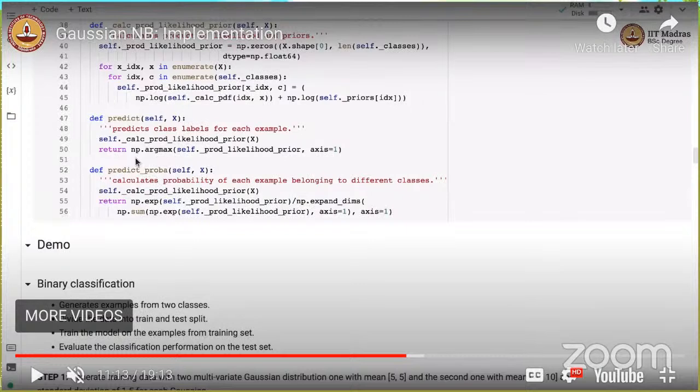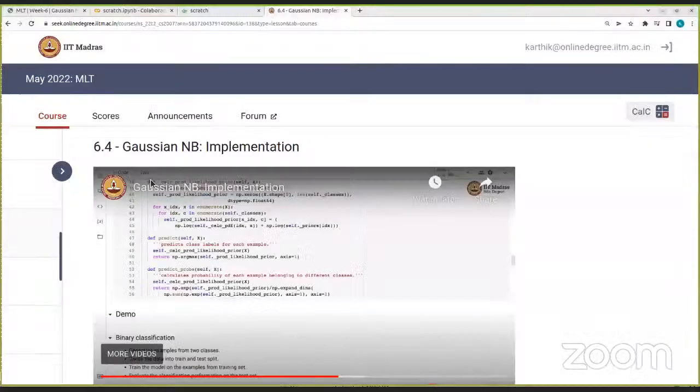We are calculating likelihood, product of likelihood and prior. Okay, that is just a simple prediction. The next one, predict probability. Okay, calculate probability, likelihood, prior. Okay, and then the numerator just takes the exponential. The denominator is what is confusing. So this is the total probability, what you do in Bayes theorem. Yeah, but what is expand dims?